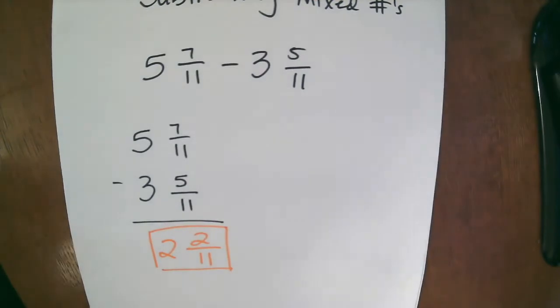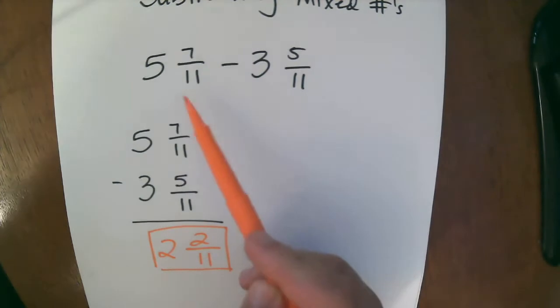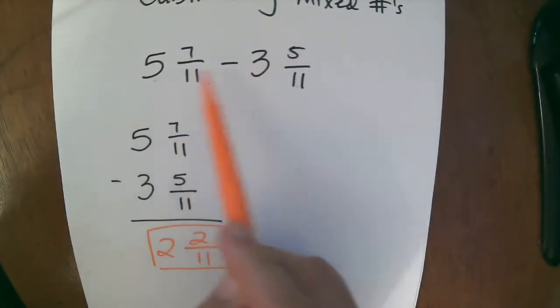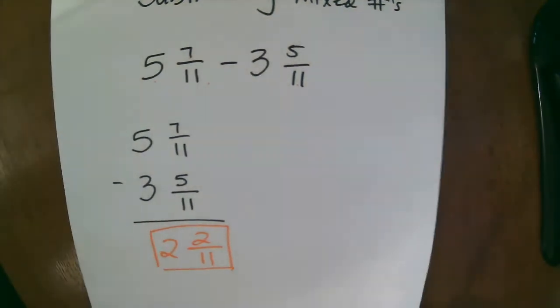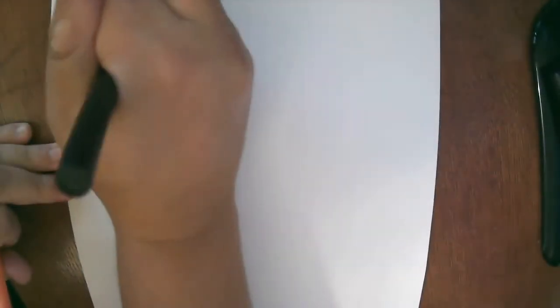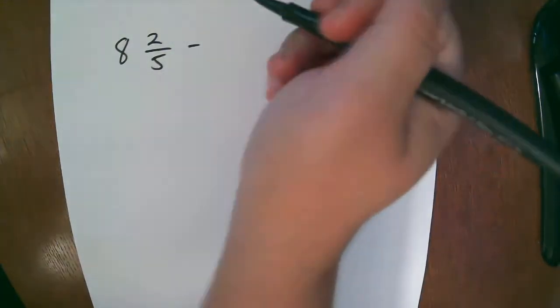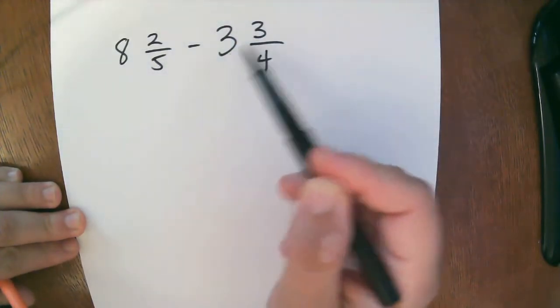So that's a very simple example of subtracting. But again, the rules are you want to make sure that you have a common denominator, which we do, subtract the numerators, and then subtract the whole numbers. Let's look at another example here. We have 8 and 2/5 minus 3 and 3/4.